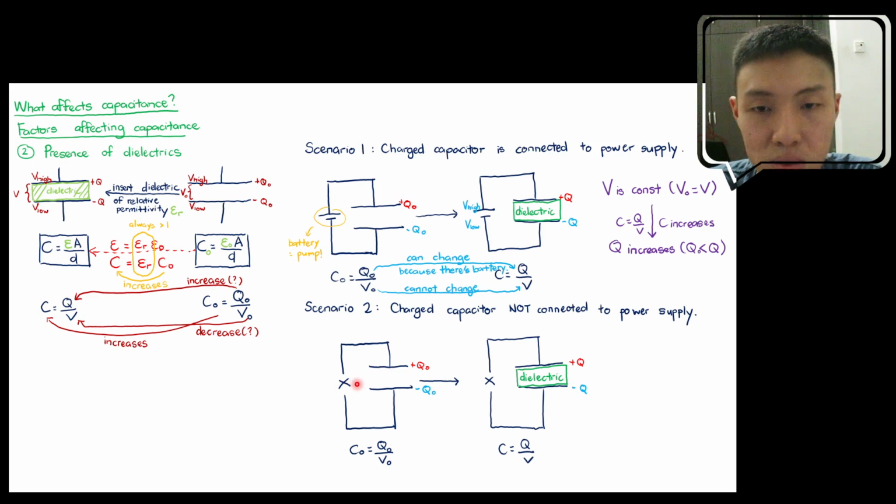When I'm not connecting it to anything, there's a gap where charges cannot flow through. So the circuit is not connected. There's no path for the charges to move. That's why your Q over here will be conserved. Nothing will change to the charge stored, because the charge cannot flow at all. So Q cannot change.